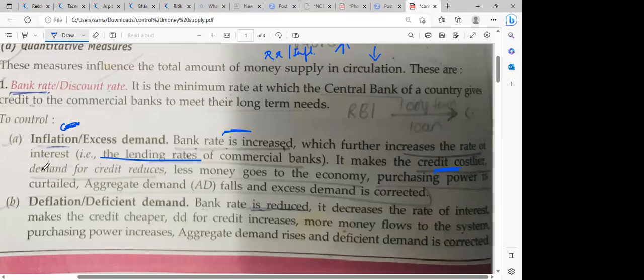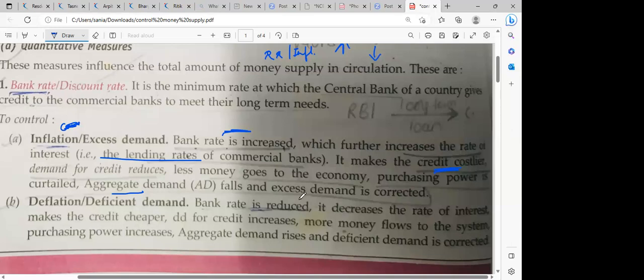Now, earlier, four people were demanding the loan, but now demand of credit, means loan, will reduce. And less money will go to the economy. Now, purchasing power is curtailed. Earlier, bank would have given four people, so they have the 400 rupees, so their purchasing power is very high. Now, their purchasing power is curtailed. And because of this, what happened? Aggregate demand falls and excess demand is corrected. So earlier, four people were demanding. Now only two people will demand, and automatically the problem of excess demand will be corrected. Clear?